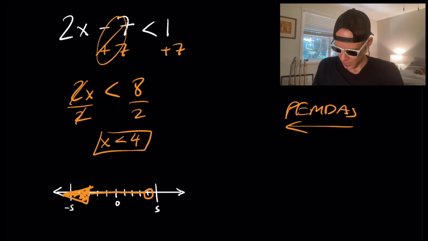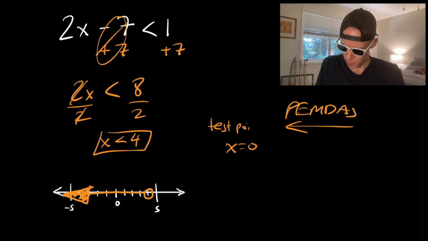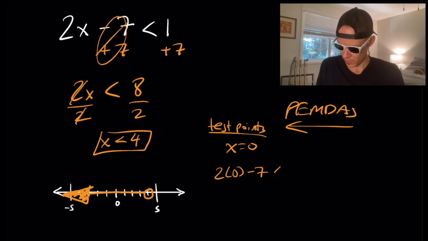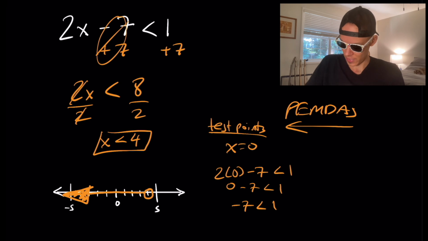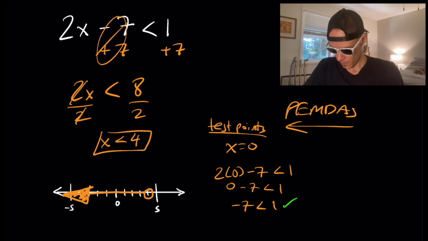So let's take x is equal to 0. So these are just going to be some test points. So let's say x is 0. We'll have 2 times 0 minus 7 is less than 1. 2 times 0 is 0 minus 7. 0 minus 7 is negative 7. And negative 7 is definitely less than 1. So that checks out.